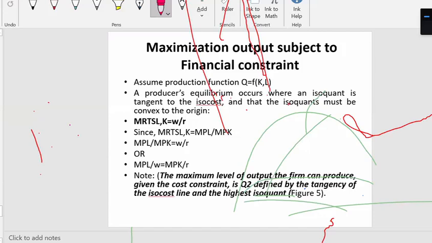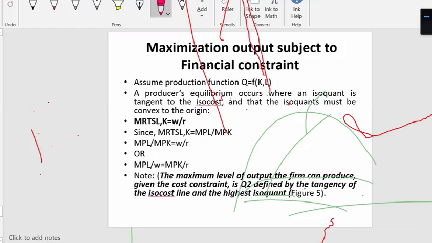Now there is another thing which is very important. I need to end this session around 7:30, so just let me know when it reaches half past seven so we can end there. Let us finalize here this point of maximization of output subject to a financial constraint.